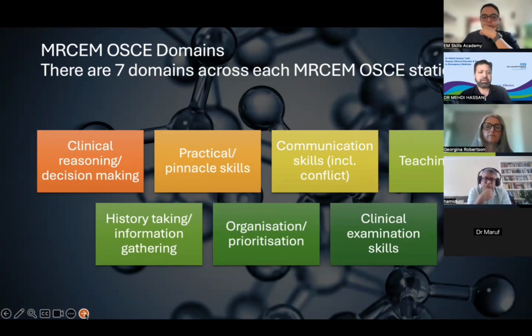The first domain we check is clinical reasoning and decision making. Second is practical skills, if it's a procedure, then communication skills and conflict, then teaching skills, then history taking and information gathering, as most stations have a bit of history taking. And then organizational prioritization and clinical examination skills. Each station will be a mix of these. It could be 2, it could be 3 of these domains, and they all will be marked separately.